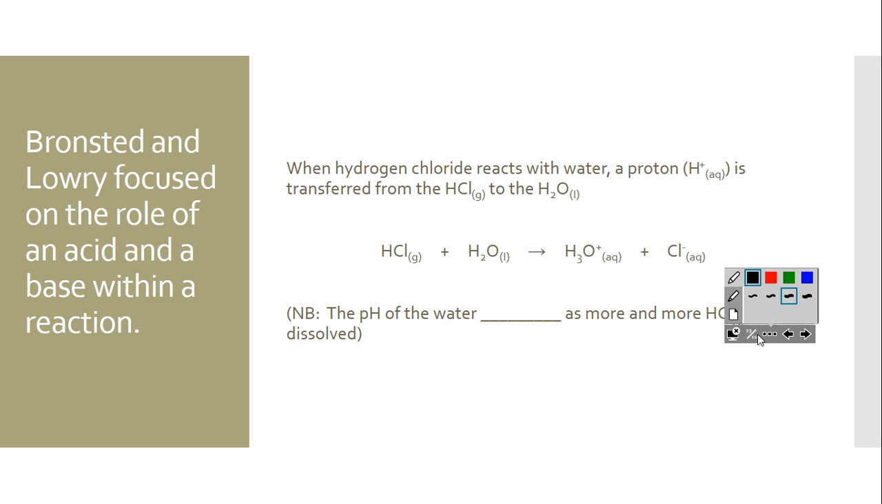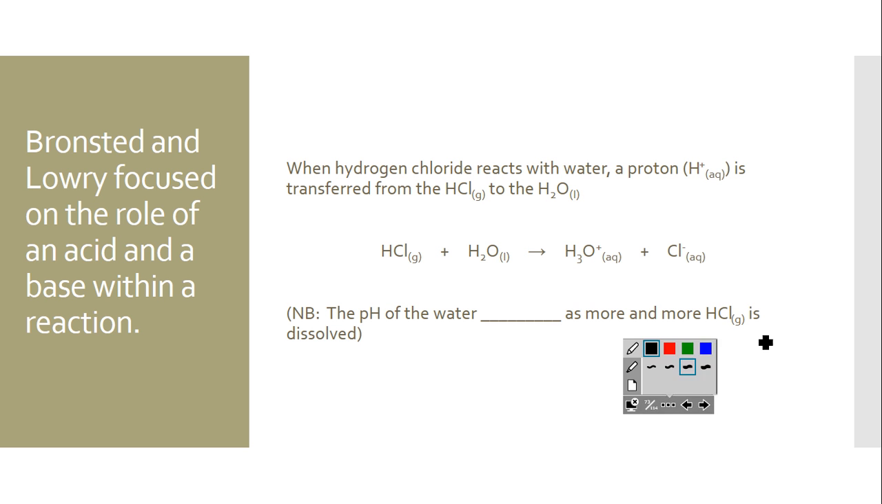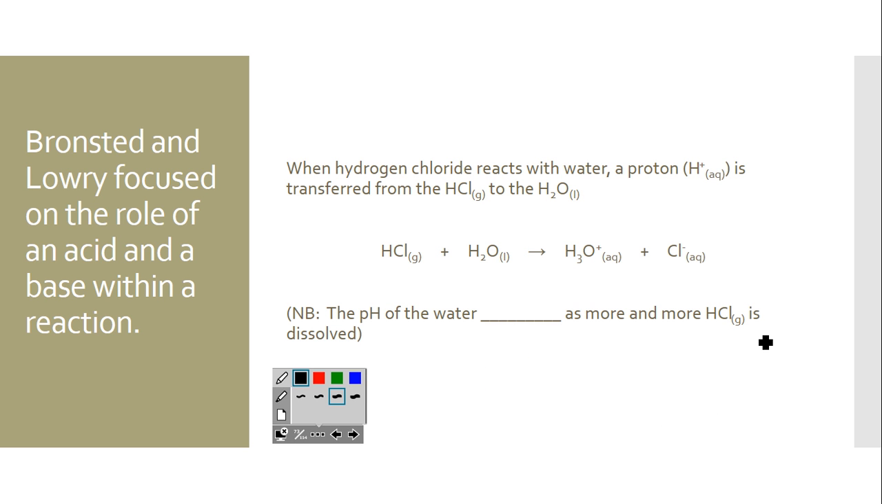So, if we consider the reaction of hydrogen chloride makes hydrochloric acid, which is a typical acid that we use in lots of our labs. But when hydrogen chloride reacts with water, a proton, in other words, hydrogen ion, is transferred. That is the basic premise of every acid-base reaction. A proton, a hydrogen ion, is being transferred. It is being transferred from the HCl to the water.